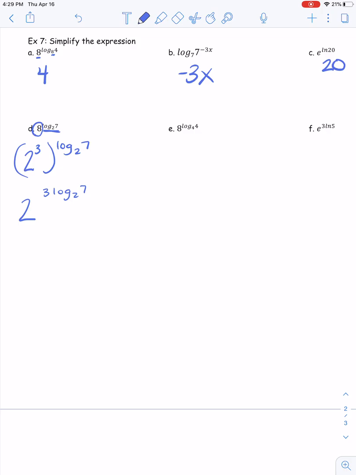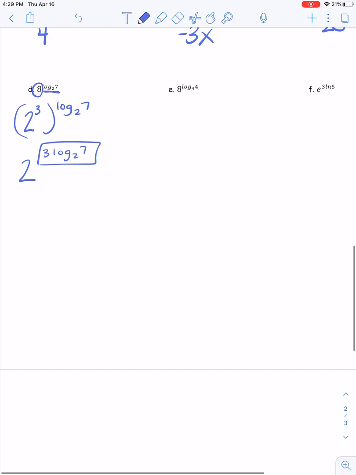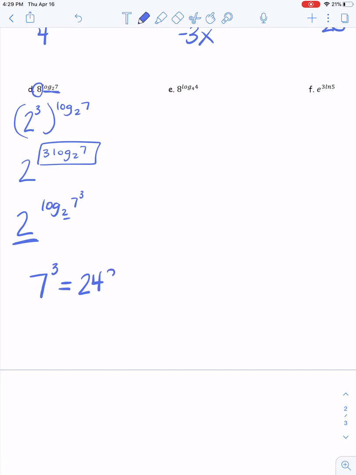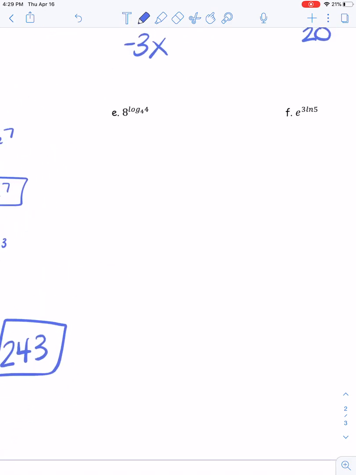Well, looking at our power property, if I'm looking at this exponent of 3 log base 2 of 7, then I know I can rewrite that as log base 2 of 7 to the third power. And now this number and this number are the same, so all I'm left with is 7 cubed, which we know is 243. That one was kind of a tricky one.